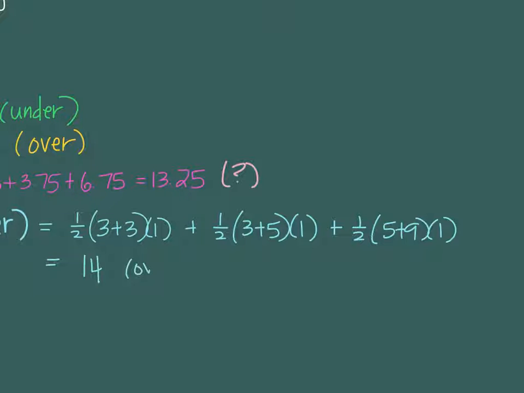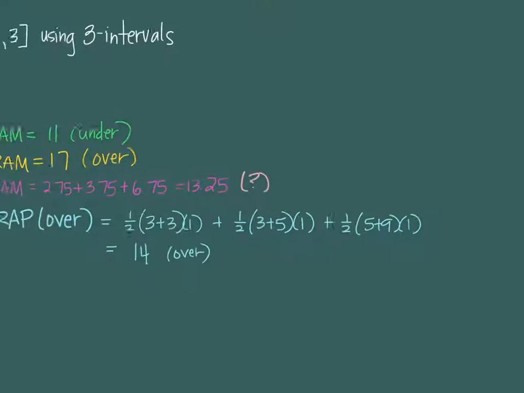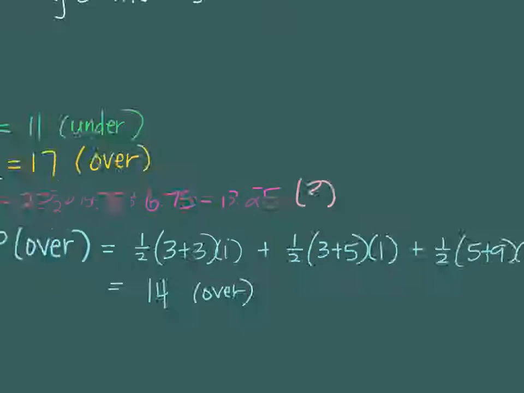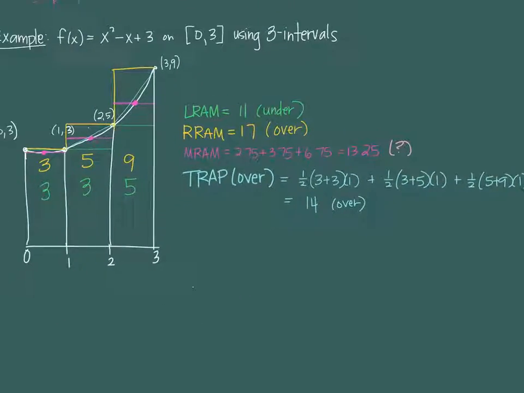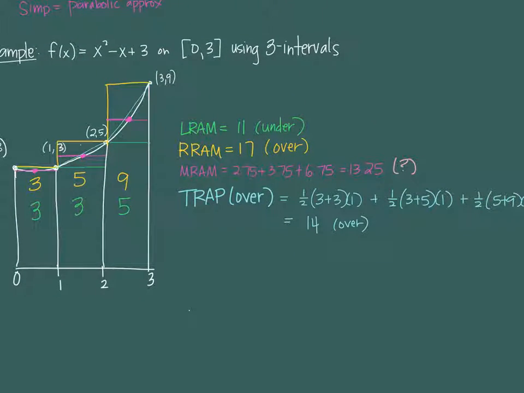But remember, 14 is just slightly over. And so our best estimate here is somewhere around 13.25 and 14. We know that 14 is going to be slightly over. So somewhere between 13 and 14 is the exact answer. The only way without calculus to improve on that would be to subdivide these regions again.